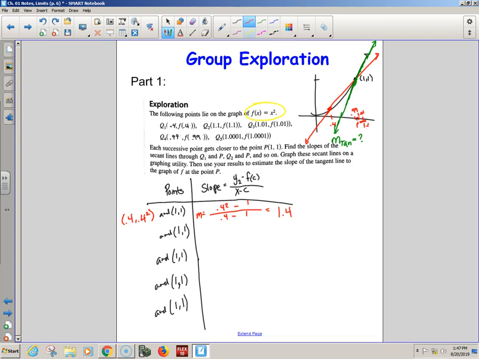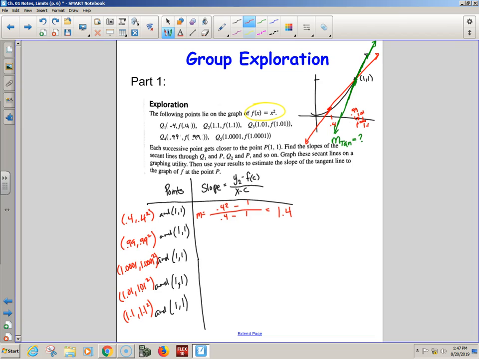So guys, let me get down the other points. I want you to get 0.4 and then 0.99, 1. And then 0.999, 1. And then 1.01, 1. And then 1.1, 1.